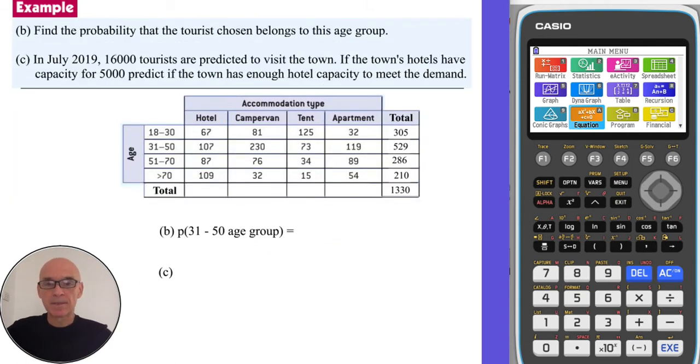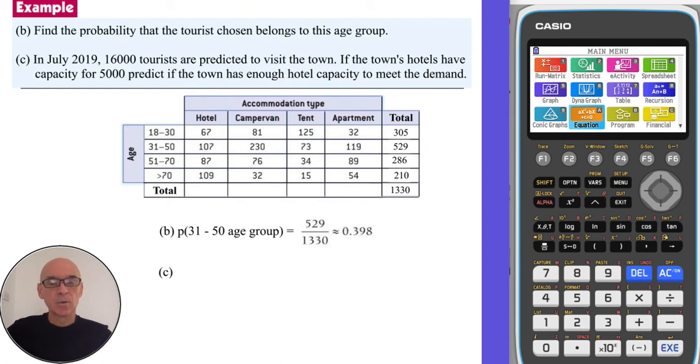So the probability that the tourist belongs to that age group will simply be 529 out of 1,330. And that's equal to 0.398.